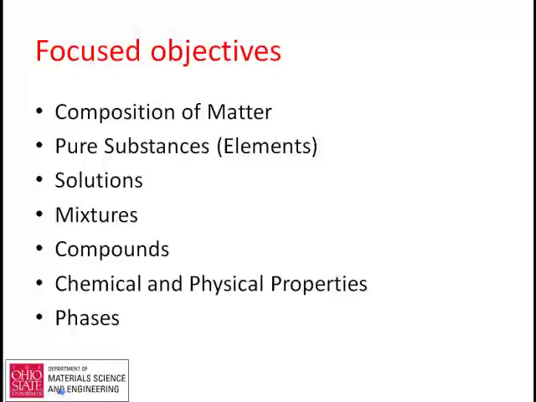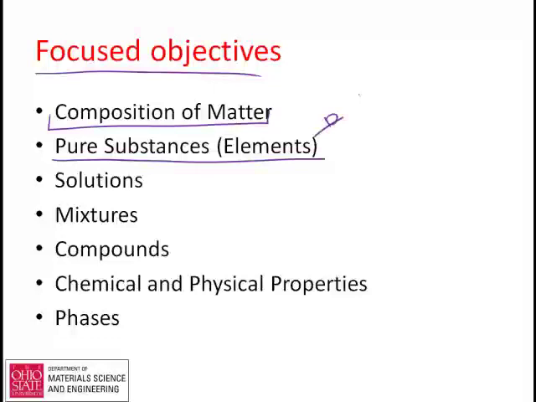So here's where our focus objectives are going to be. We're going to talk about how matter is composed. That's something we've talked a little bit about before, and we'll talk again about polymers, ceramics, metals, composites. Pure substances are really elements. You could also take pure compounds. For example, you could say pure water. Depends on your frame of reference, although it is a compound, of course.